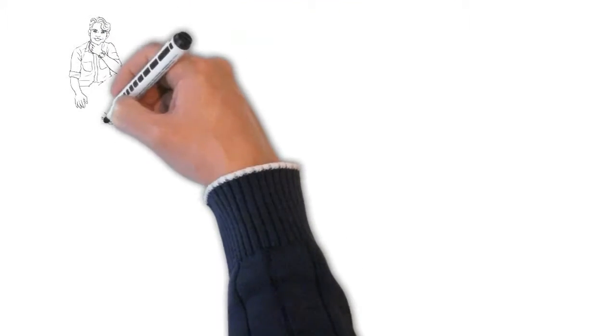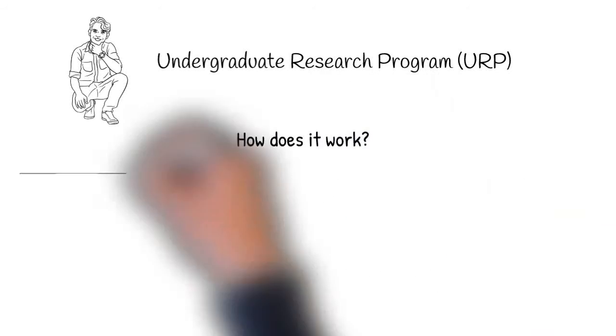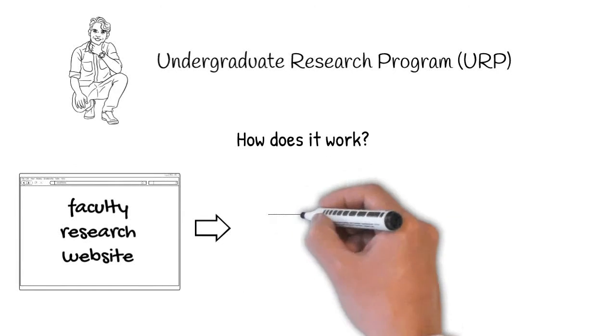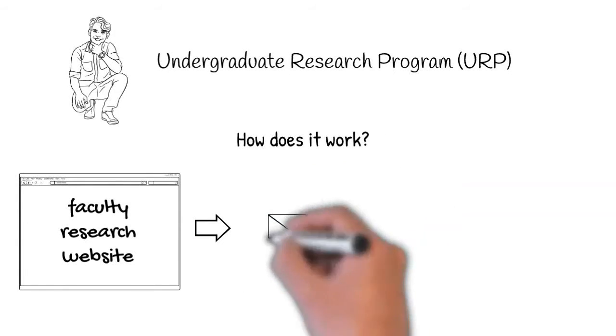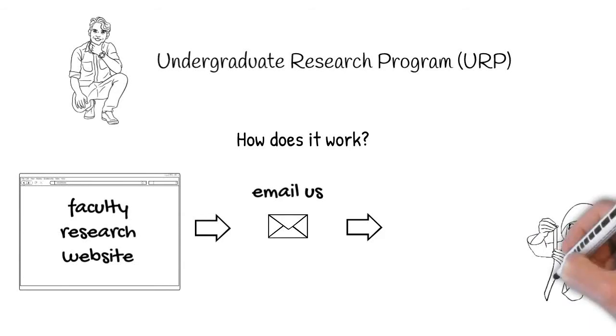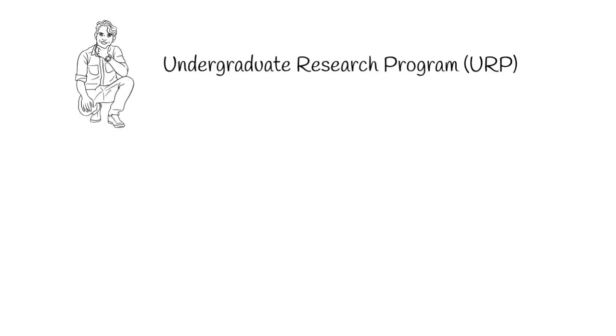As an undergraduate student, you are encouraged to enroll in the undergrad research program. How does it work? First, check our research online. Then, send us an email where you tell us about yourself and why you would like to work on a specific topic. Once we find a good fit, you can focus on your research.